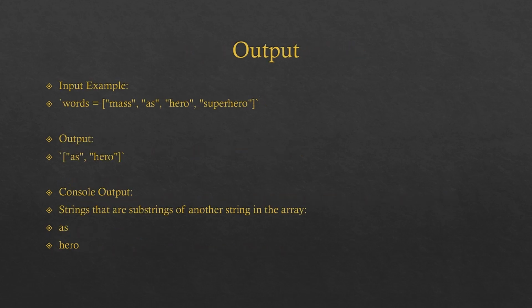The output of the code for the example input words having the elements mass, as, hero, superhero is the vector containing the elements as and hero. In the console, the results are printed line by line, displaying the substrings as and hero that meet the program's criteria.